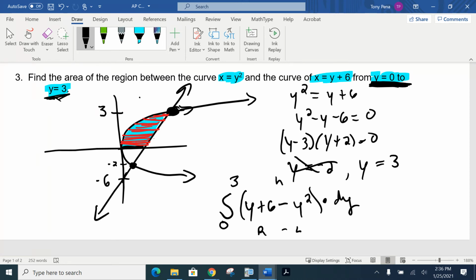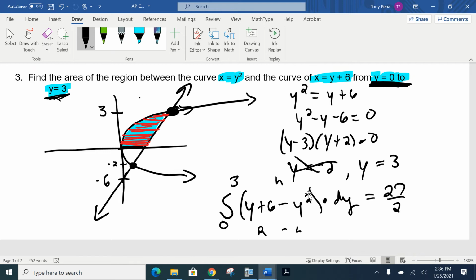Throw that into the calculator. And I believe this is 27 halves. Okay. Now, number 4 is the big one. So as you finish this, we go to number 4. Number 4 is the big one.